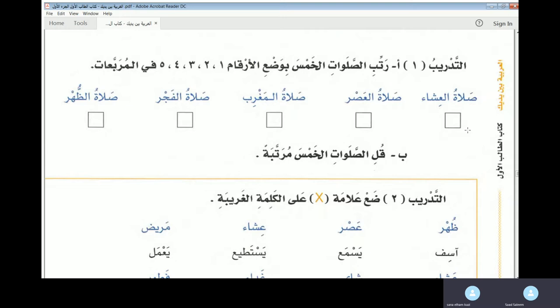So with Salatul Isha we will write Khamsa, five. Salatul Asr would be Thalatha. Salatul Maghrib will be Arba. Salatul Fajr will be Awwal. Salatul Zuhr will be Thani.